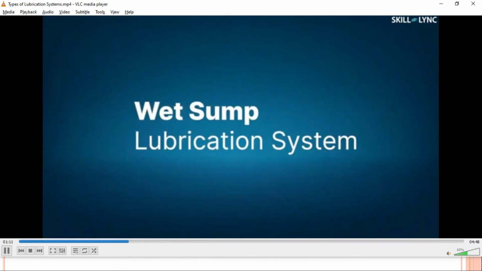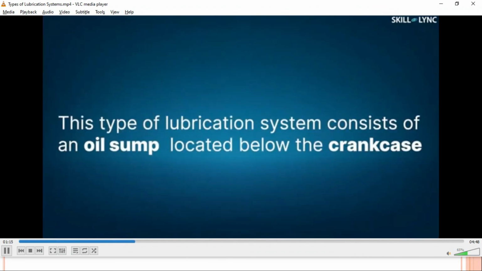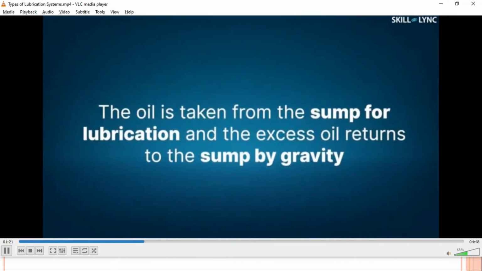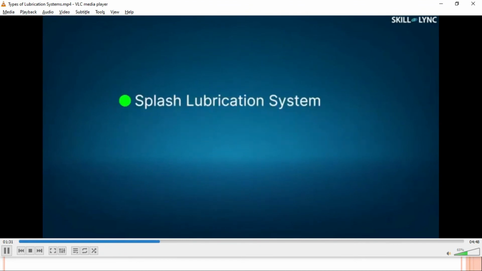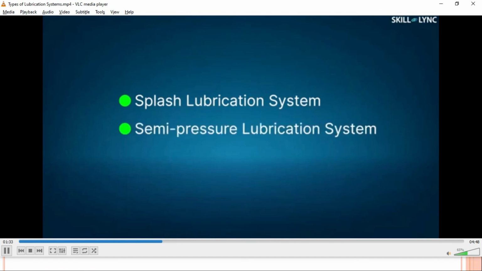The next type of lubrication system is the wet sump lubrication system. This type of lubrication system consists of an oil sump located below the crankcase. The oil is taken from the sump for lubrication and the excess oil returns to the sump by gravity. Wet sump lubrication system can be further classified into three types. They are splash lubrication system, semi-pressure lubrication system, and full pressure lubrication system.